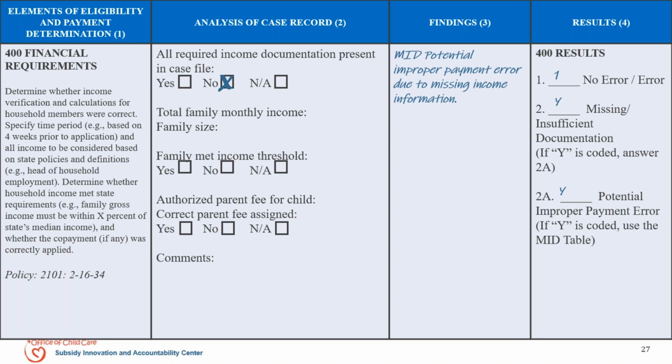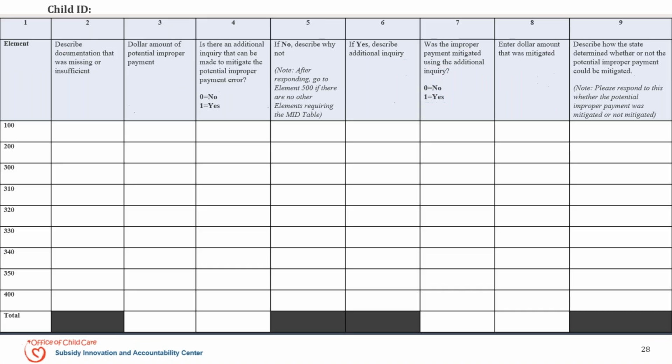So at this point, we know we're missing information. It could result in an improper payment. So we're going to bring in the missing or insufficient documentation table now, and I'll show an example of an additional inquiry. And once we've walked through that, we'll come back to element 400 to see if we can go ahead and successfully fill out the rest of it. All right, so again, this is the mid-table.